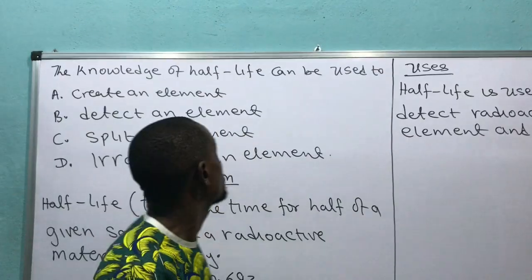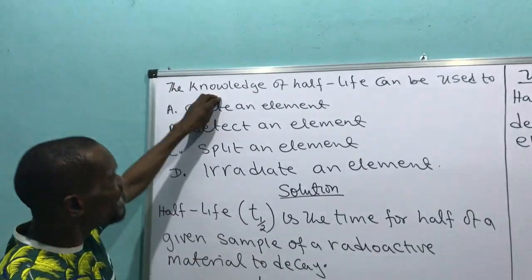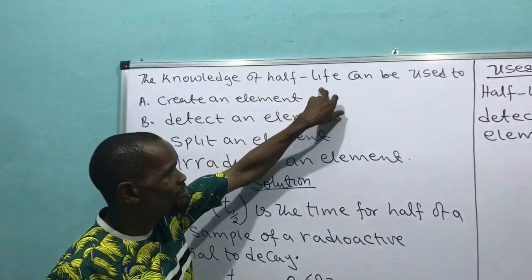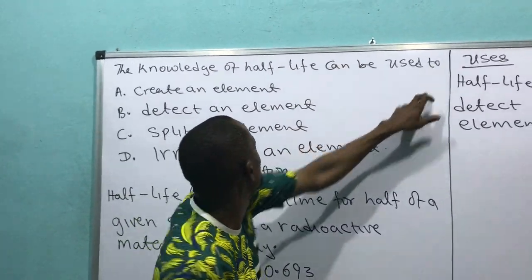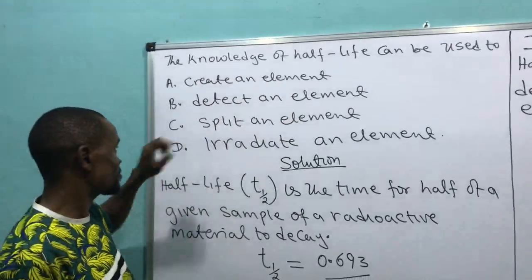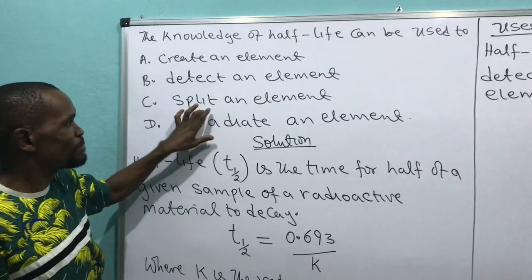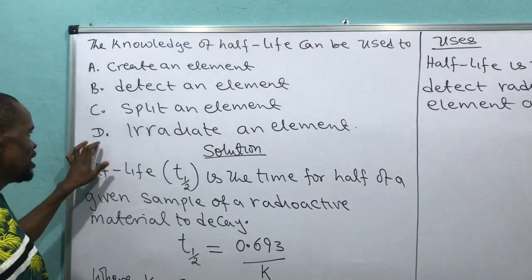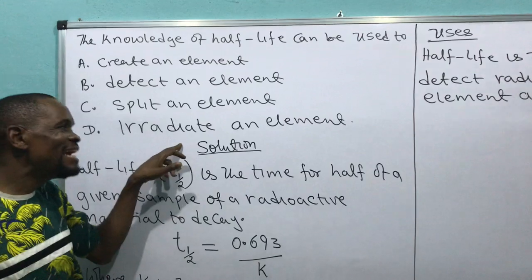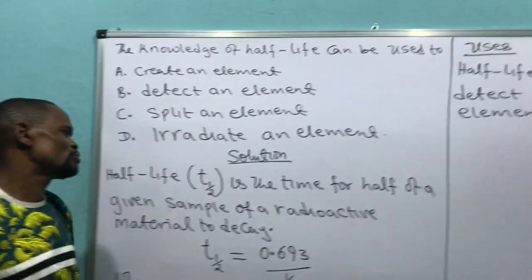That is correct. The next question says, the knowledge of half-life can be used to: A. create an element, B. detect an element, C. split an element, D. irradiate an element. Looking at this, we'll go to the solution.